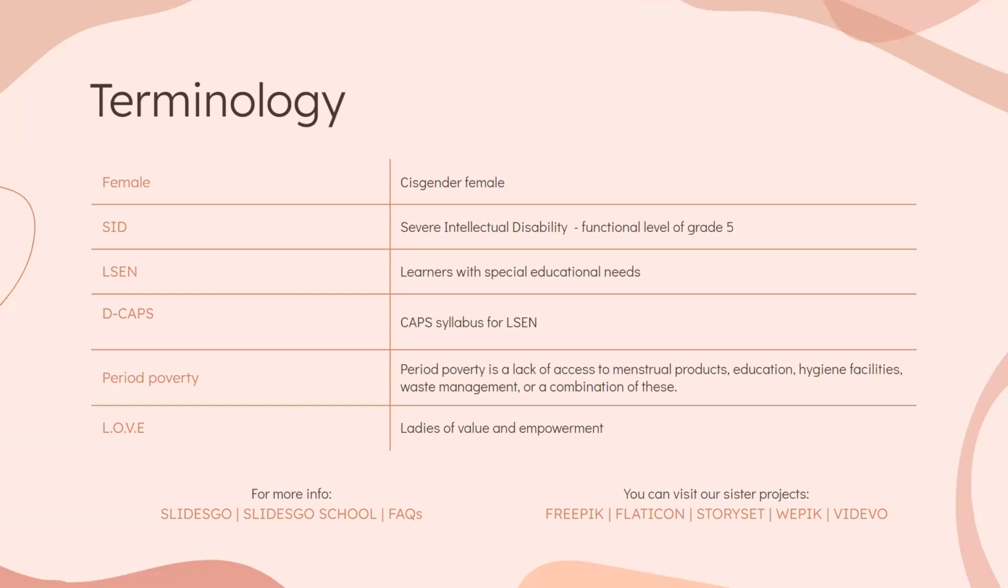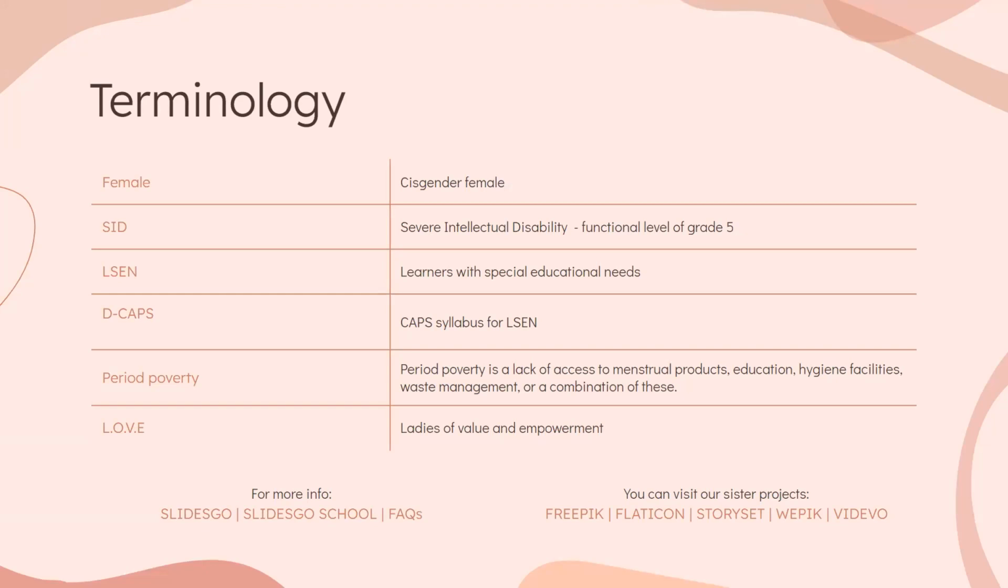When I say an ELSEN school, that's a school for learners with special educational needs. And when I refer to DCAPs, I'm talking about the syllabus. That is the generic syllabus in South Africa for learners, but within a special needs school, it's called DCAPs. It's like a modified version.